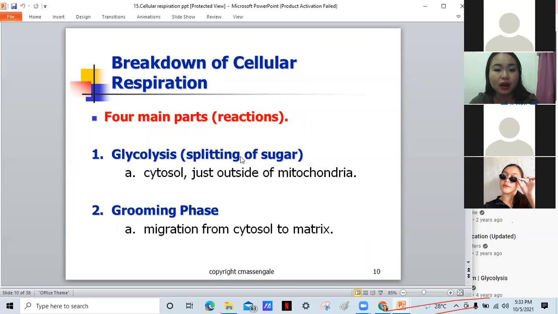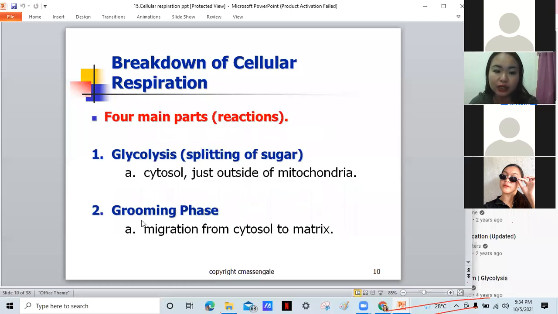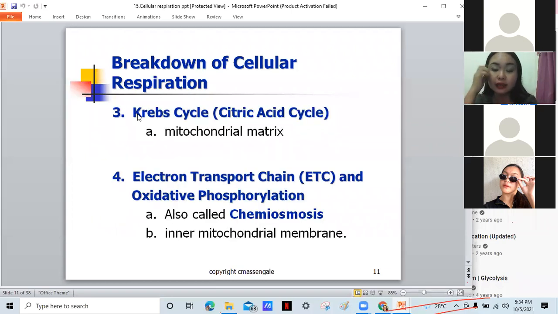Next, there are four main parts in cellular respiration. We have glycolysis, or the splitting of sugar, inside the cytosol outside of the mitochondria. We have the so-called grooming phase, or migration from the cytosol to the matrix. Then the Krebs cycle, or citric acid cycle, occurs in the mitochondrial matrix. In the video presentation, the Krebs cycle, electron transport chain and glycolysis are the three main events, but in the breakdown of cellular respiration they are categorized as four, including the grooming phase. Lastly, the ETC or oxidative phosphorylation, also called chemiosmosis, which we also learned about in photosynthesis, is done in the inner mitochondrial membrane.